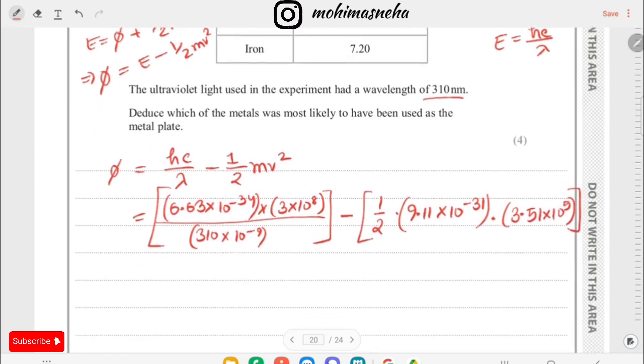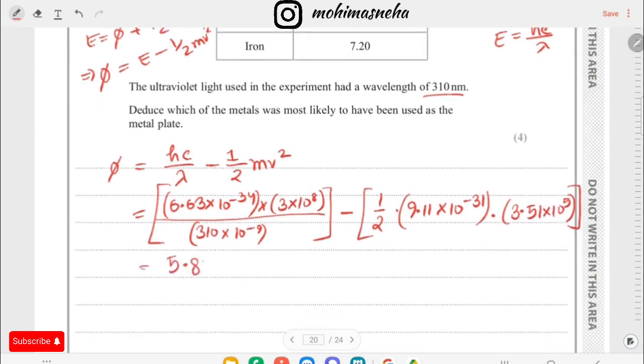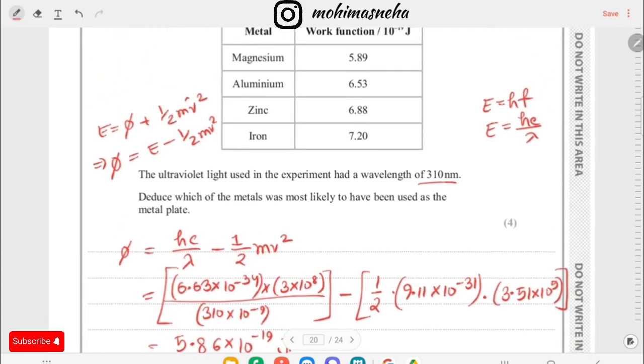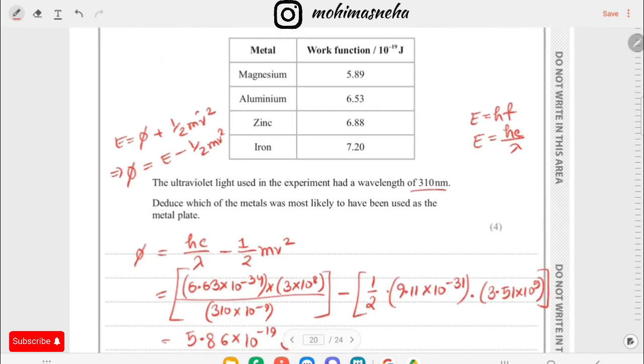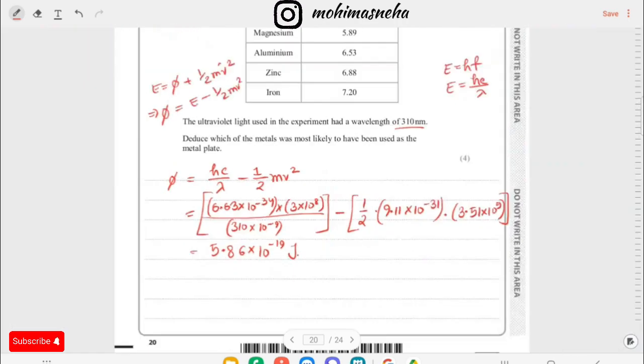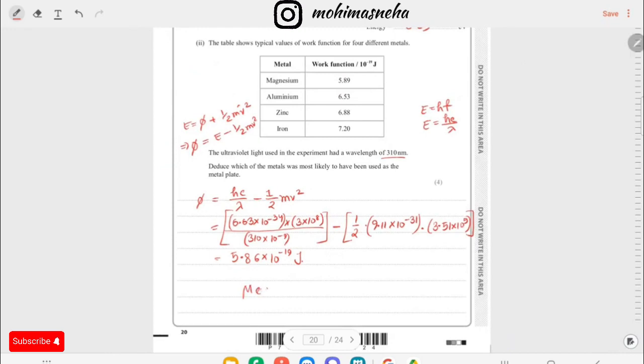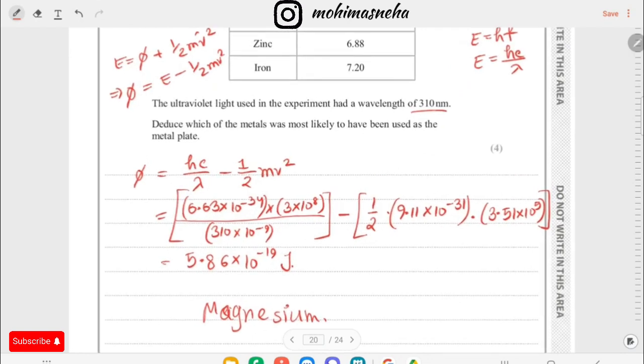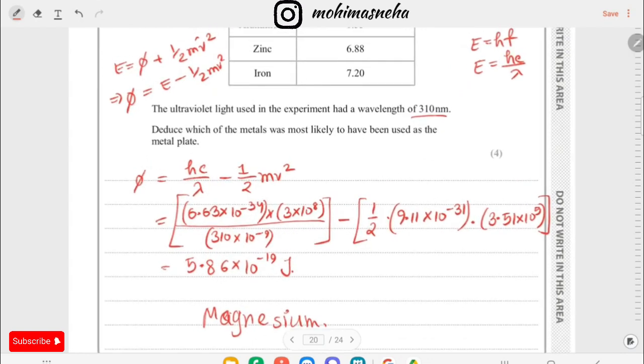If you do the entire calculation, you're supposed to get 5.86 into 10 to the power minus 19 joule. So you can clearly see that this energy, the work function, is very close to the work function of magnesium. So most likely it was magnesium metal. So we can write, metal was magnesium. So we are done with question 18A1. We'll move on to the next section of this question.